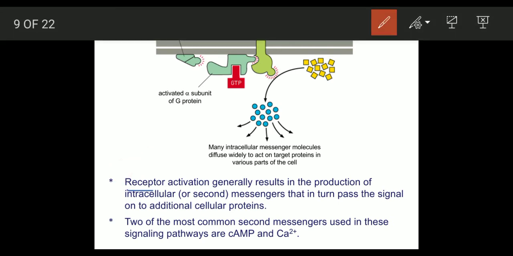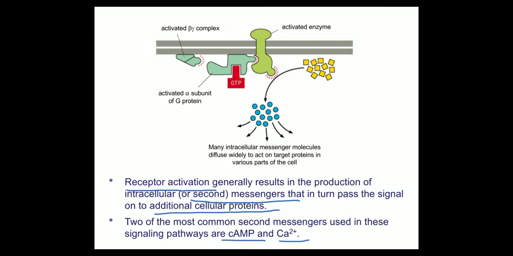Here, receptor activation generally results in the production of intracellular or second messengers that in turn pass the signal on to additional cellular proteins. Two of the most common second messengers used in this signal pathway are cAMP and calcium ion. We'll discuss this further concept as well in detail.